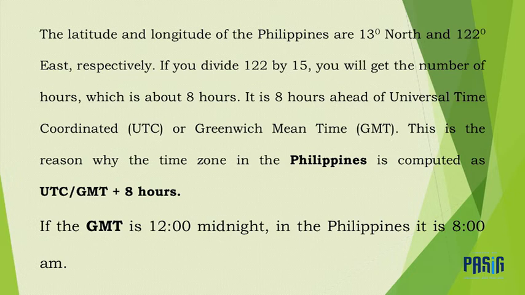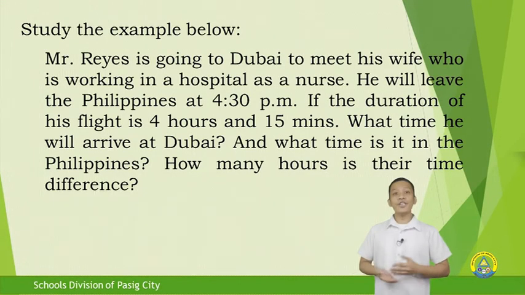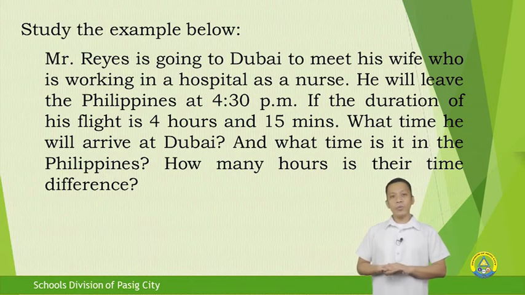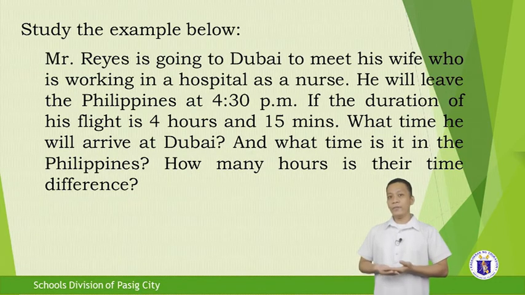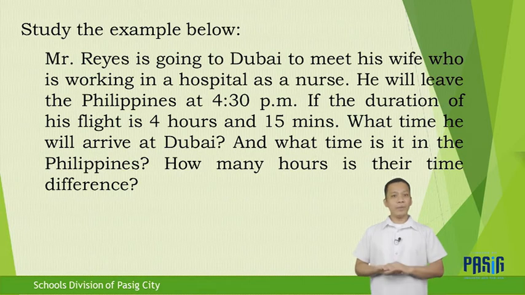We will be using the table in identifying the time in a particular place, how it is related to the time in our country. For example, Mr. Reyes is going to Dubai to meet his wife who is working in a hospital as a nurse. He will leave the Philippines at 4:30 p.m. If the duration of his flight is 4 hours and 15 minutes, what time will he arrive in Dubai?